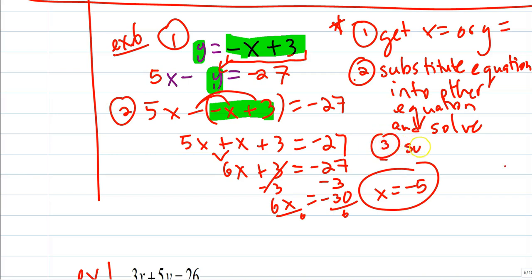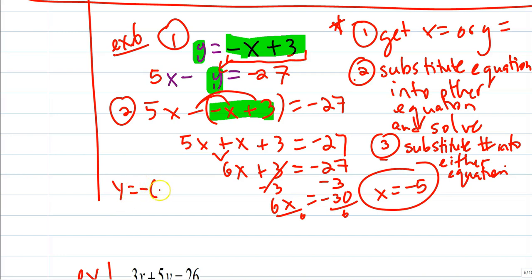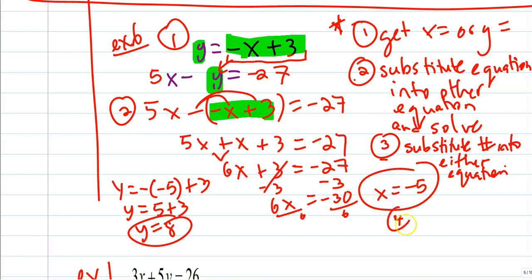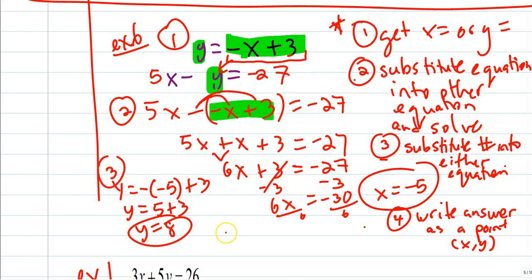Well, step 3, we substitute the number into either equation and solve. So I'm going to put this negative 5, if you don't mind, into that top equation. Y is equal to negative 5 plus 3. Negative negative 5, y is equal to 5 plus 3, y is equal to 8. Is that our answer? No. That's why we have step four. Make sure that you write your answer as a point if you want full credit. X comma Y. So that was all step three right there. So our final answer is X comma Y.